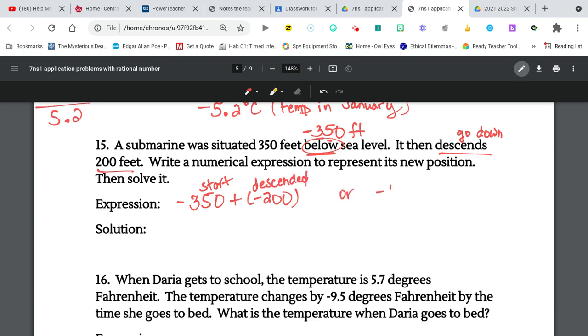Now, you could have also written negative 350, which is where it started, and to descend means to subtract or go down. You could have also written that. But plus negative is the same as minus. Plus negative 200 is the same as minus 200. Either way, they both go to the left, so I would add. That would give me negative 550 feet. Or I could say that it's 550 feet, and I would have to use the word below sea level. That's the new position.